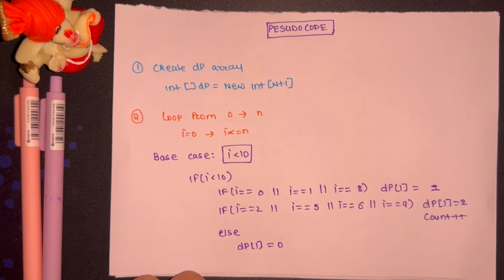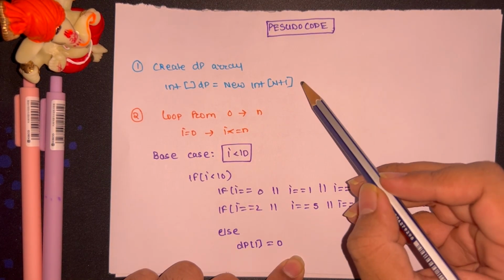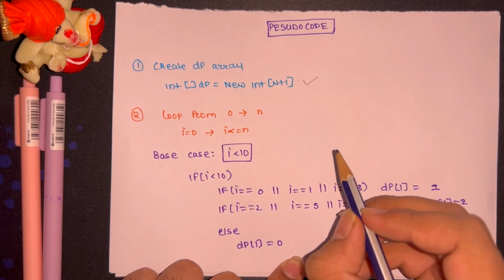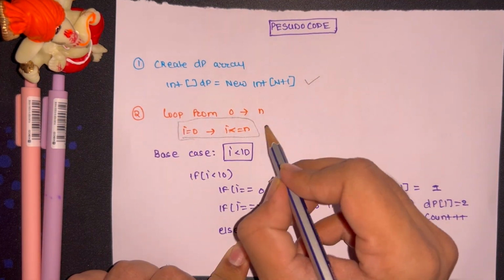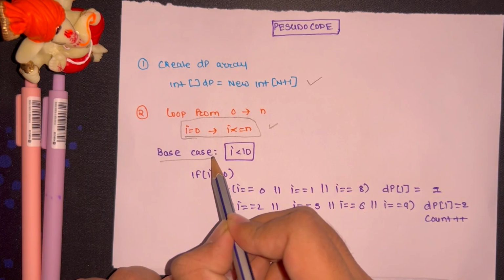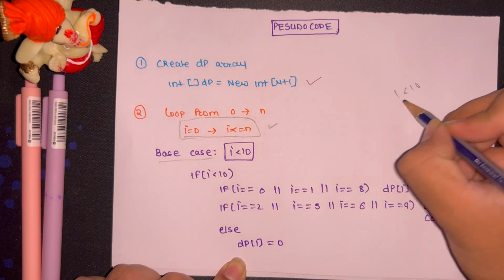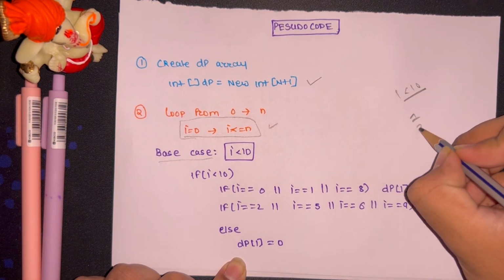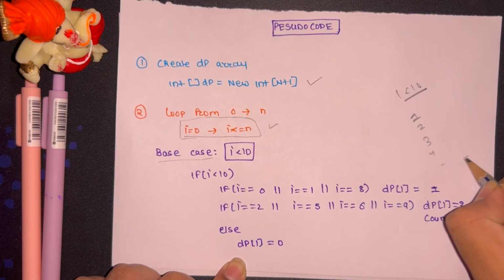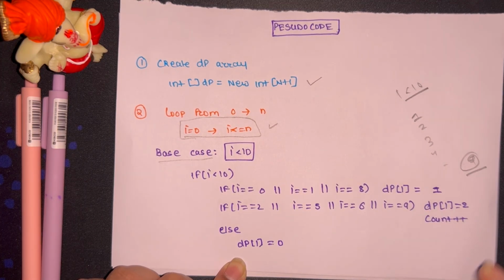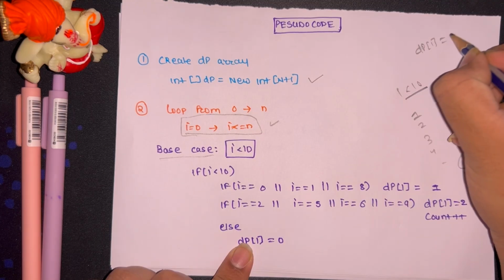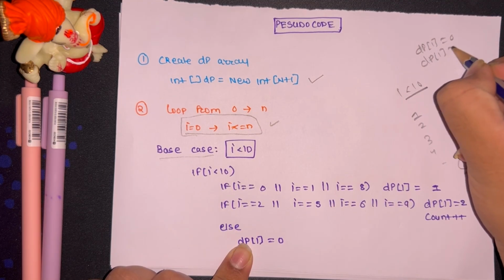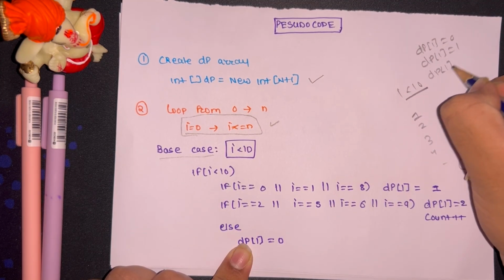Okay, let's go through the pseudocode. We are first defining the DP array. Then in the second step, we are just iterating from i equal to 0 to n. Okay, so the base case will be when i is less than 10. So we make a decision for 1, 2, 3, 4, 5, 6, 7, 8, 9. Will those numbers fall in the range where we set dp of i equal to 0, dp of i equal to 1, or dp of i equal to 2?